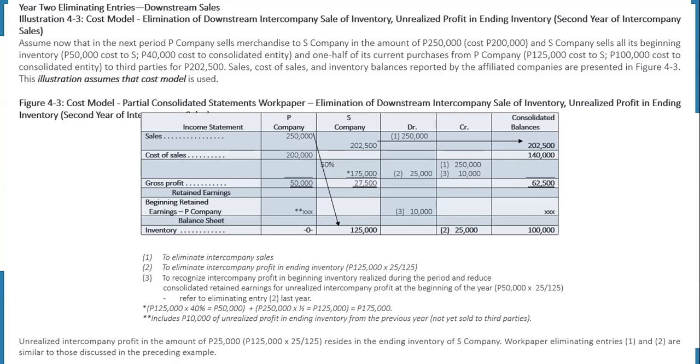So 125,000, that's the inventory multiplied by 40%. So we now get 50,000. We add 250,000 times 1/2, or 125,000. That's how we have 175,000 under S column. So we have the beginning inventory, and then we have the current purchases. Then asterisk 2 includes 10,000 of unrealized profit in ending inventory from the previous year and not yet sold to third parties.